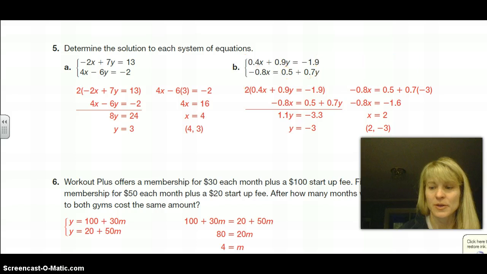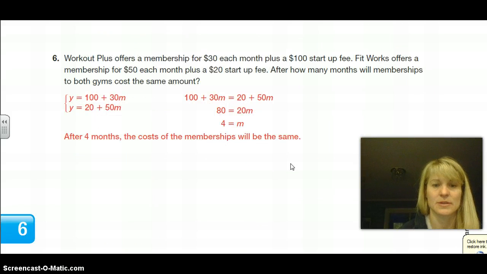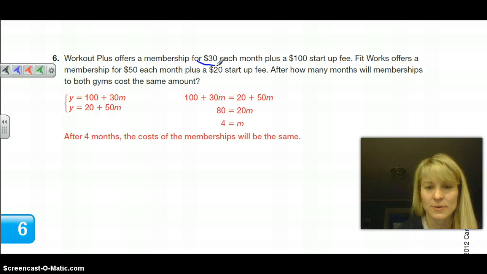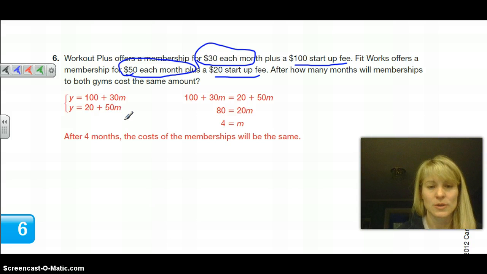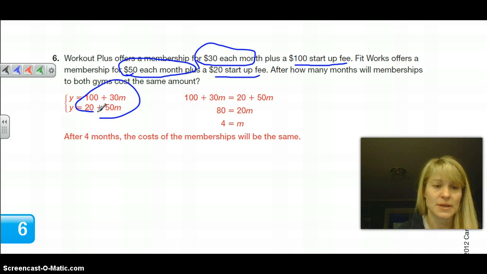And then moving down, you're going to have several problems on your test like number 6, so really pay attention to this. It says the Workout Plus offers a membership for $30 each month. Again, they each should tell you that is a slope, and the startup fee is the y-intercept. And again, this one's $50 each month with a $20 startup fee. So again, I would have written this 30x plus 100 and 50x plus 20, but it doesn't matter. And then they used substitution again, or we could have graphed these because they're all in the y equals form, which is probably what I would have done.